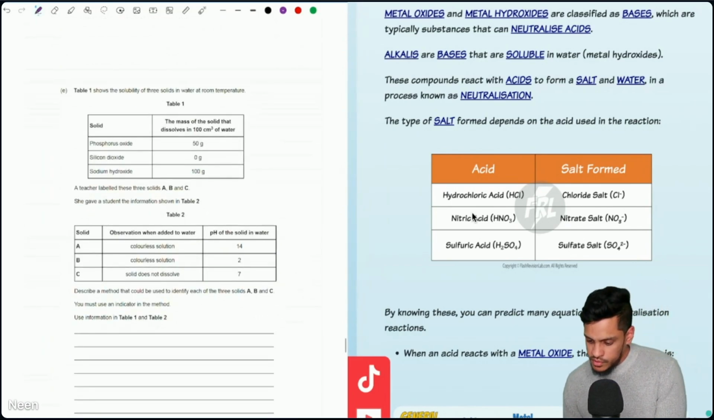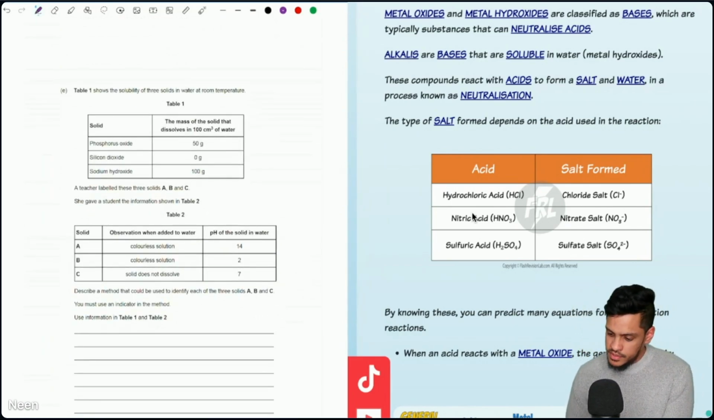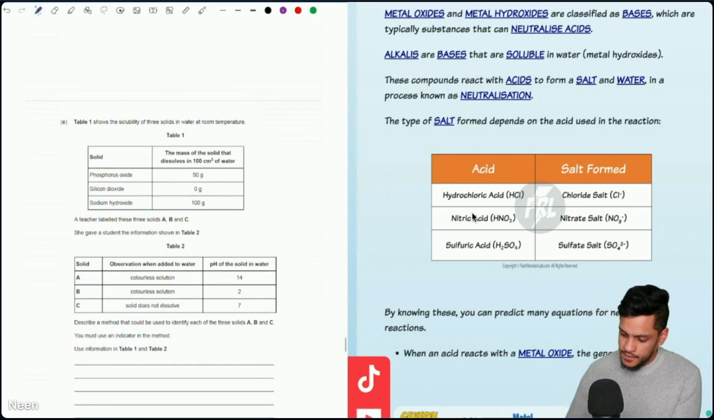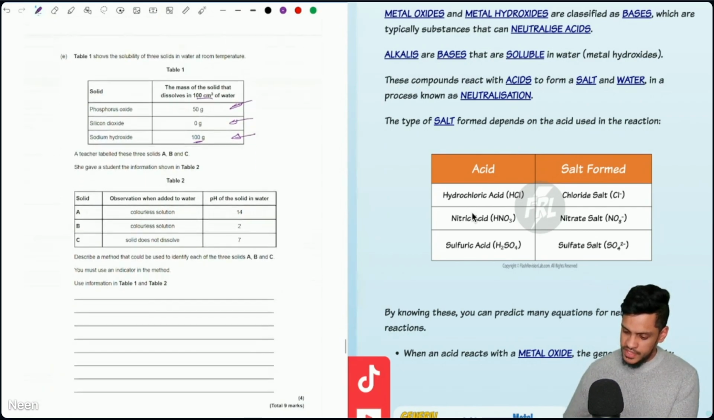Table 1 shows the solubility of these 3 solids at room temperature. So you can see here, this one is very soluble because the mass of the solid that dissolves is very high. 100 grams dissolves. Here, 50 grams dissolves. Silicon dioxide, 0 grams dissolves. So that's completely insoluble. None of it dissolves in water. The teacher labeled these 3 solids A, B, and C. She gave the student information shown in table 2.